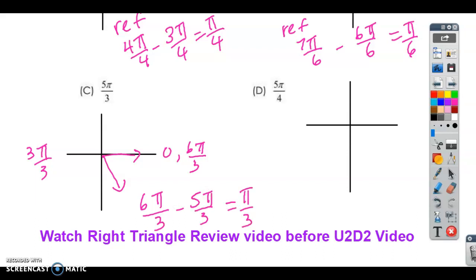And the last one, again, we're counting in fourths, 4 pi over 4. That makes 5 pi over 4 here, past 4 pi over 4. So the reference angle will be 5 pi over 4 minus 4 pi over 4, which is equal to just pi over 4.